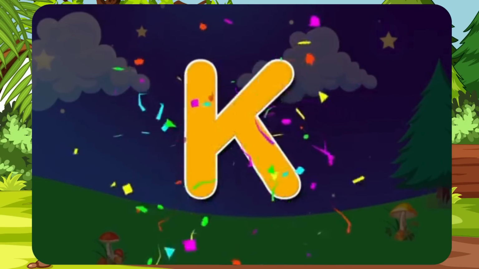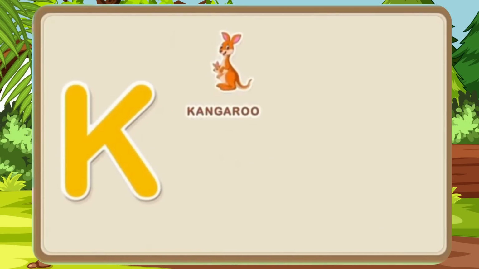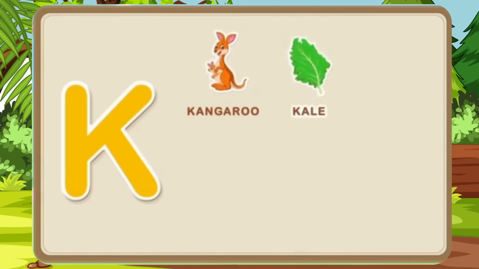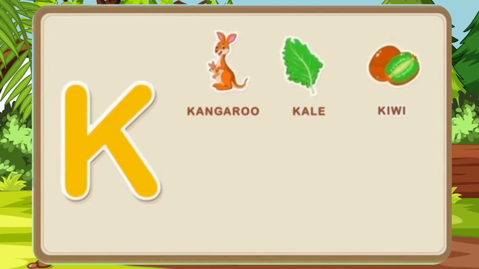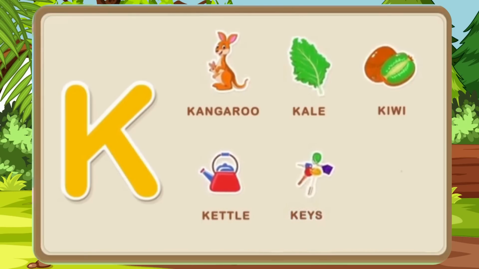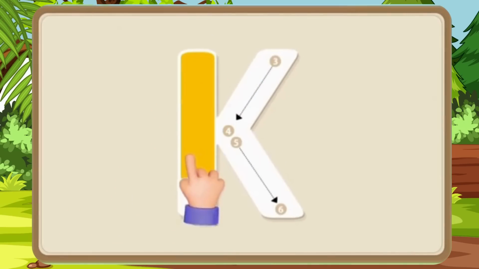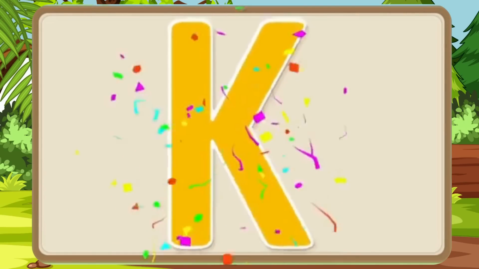K. K is for kangaroo, kale, kiwi, kettle, keys, kayak. Now, let's learn how to trace the letter. Perfect.